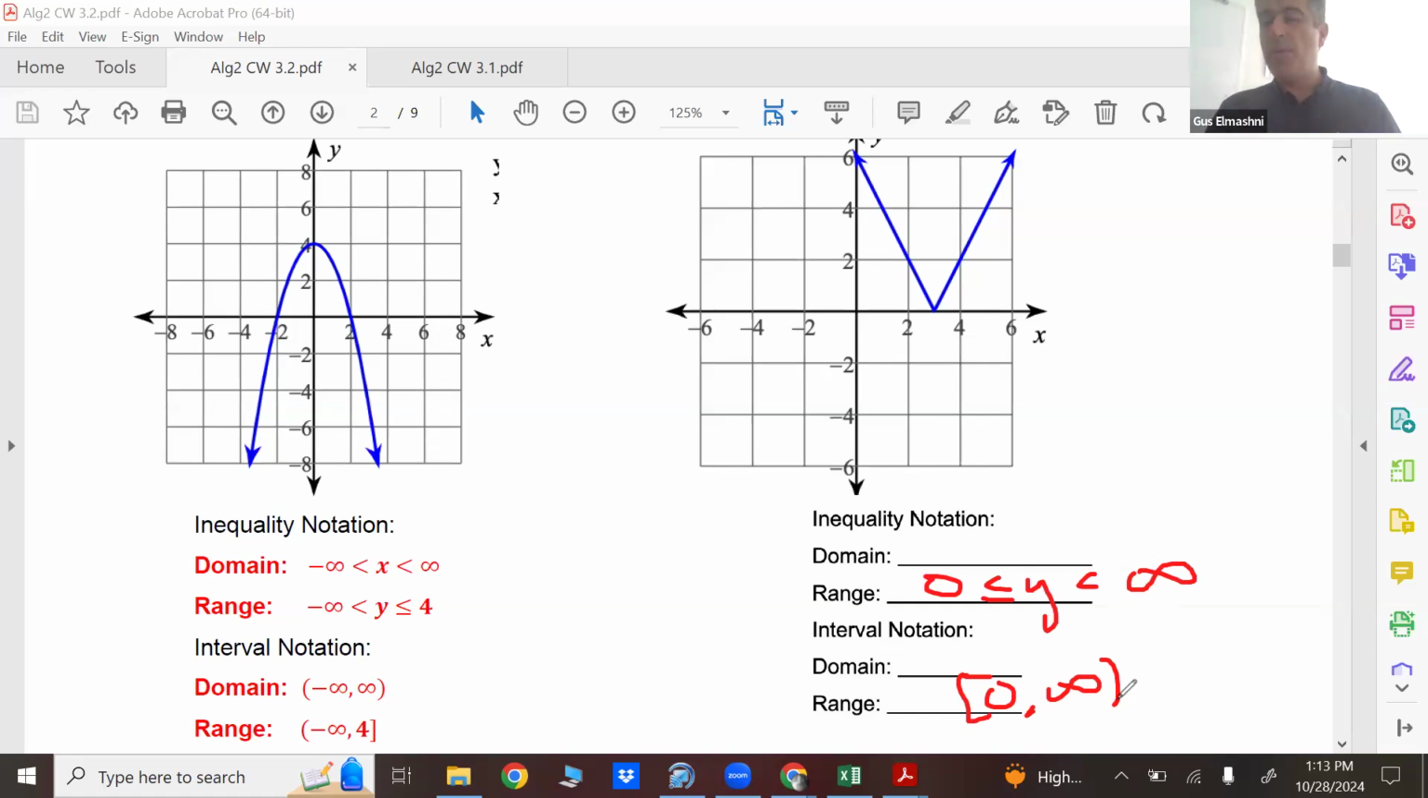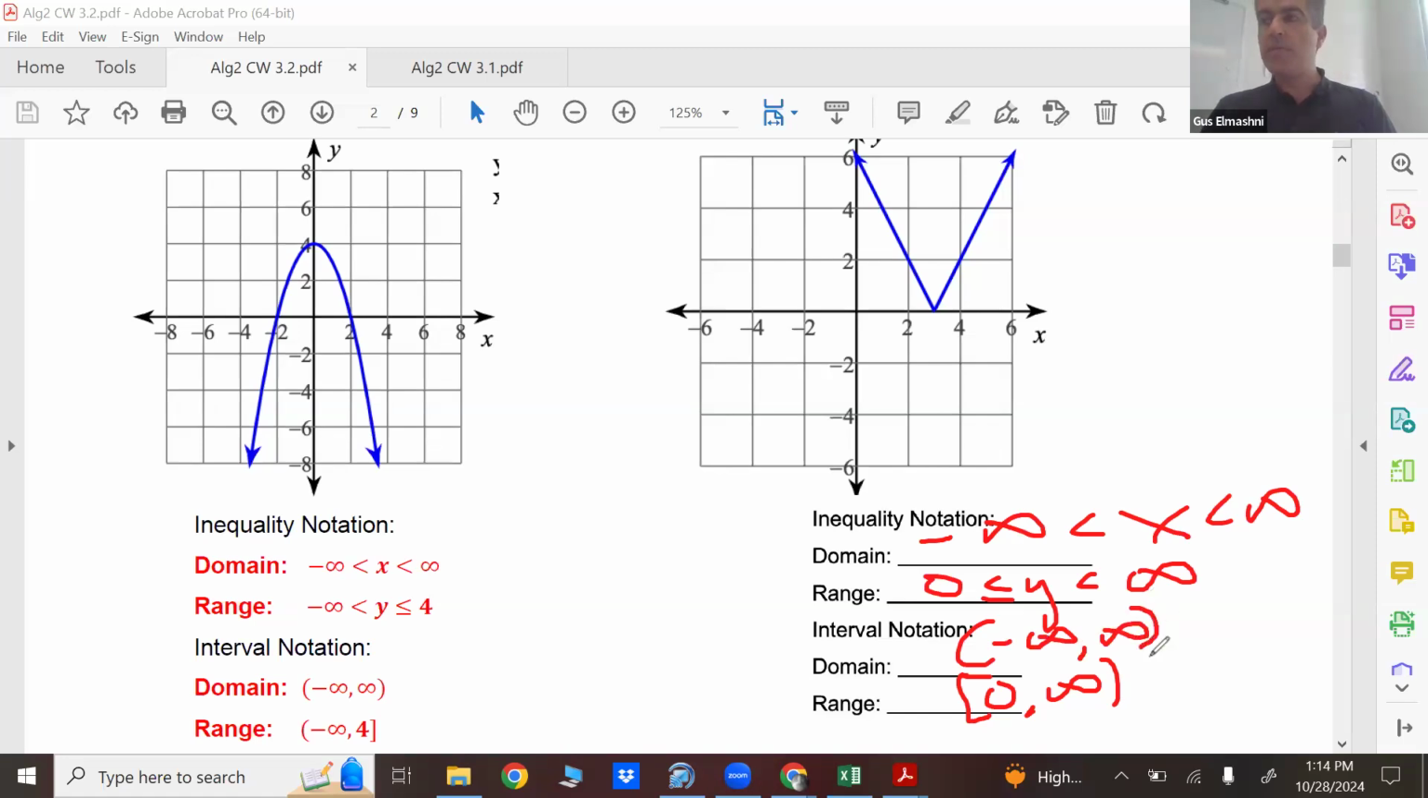Now, will there be any restrictions for the domain? Any reason to restrict the domain, or can it be all real numbers? All real again. You got it. Good work. So you write it like this. And in interval notation, Lois, go ahead.